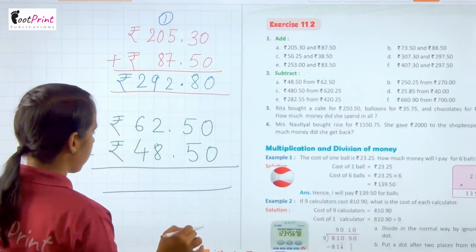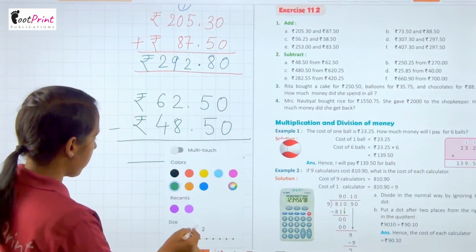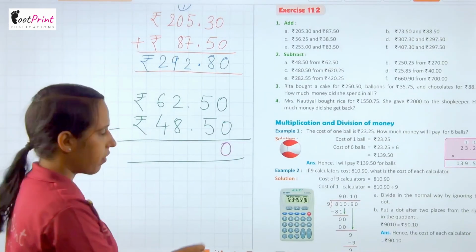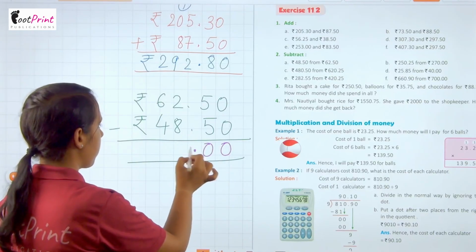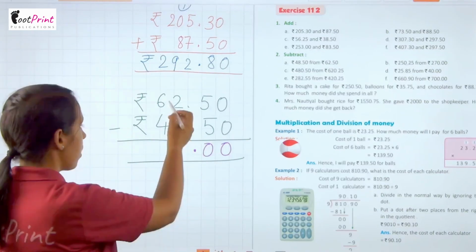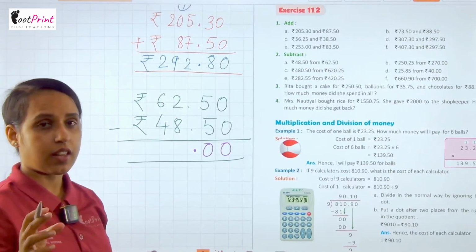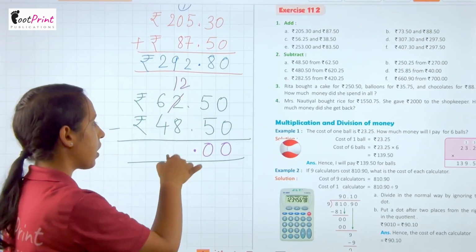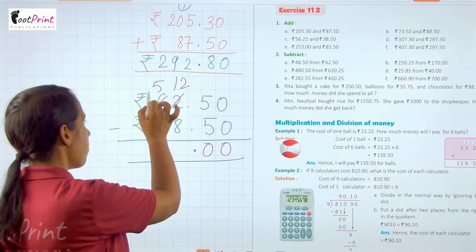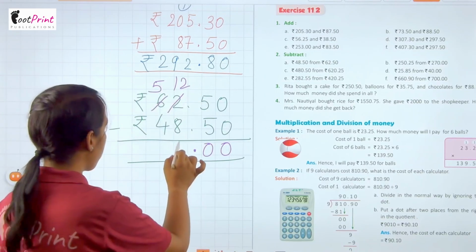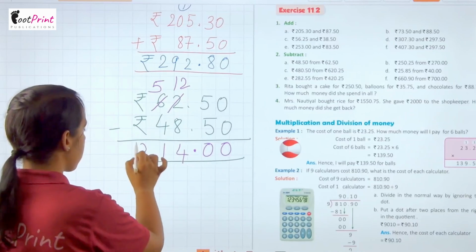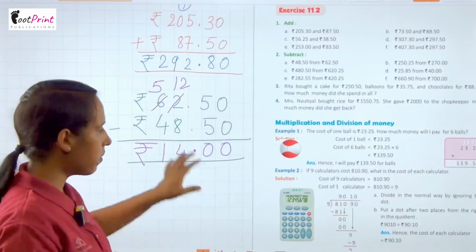Now we have to subtract it. We can subtract it easily. So let's subtract. 0 minus 0 is 0. 5 minus 5 is 0. After the decimal point, here is 2, that is less than 8. So we will regroup it. After regrouping, it will become 12 and the 6 will become 5. 12 minus 8 is 4 and 5 minus 4 is 1. So we have the answer 14 rupees.